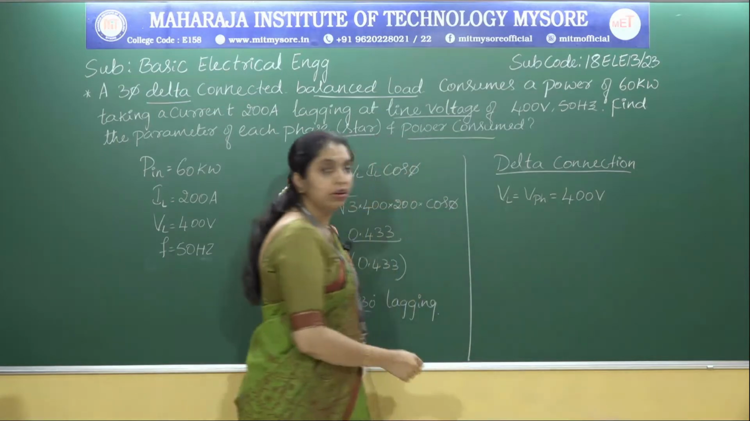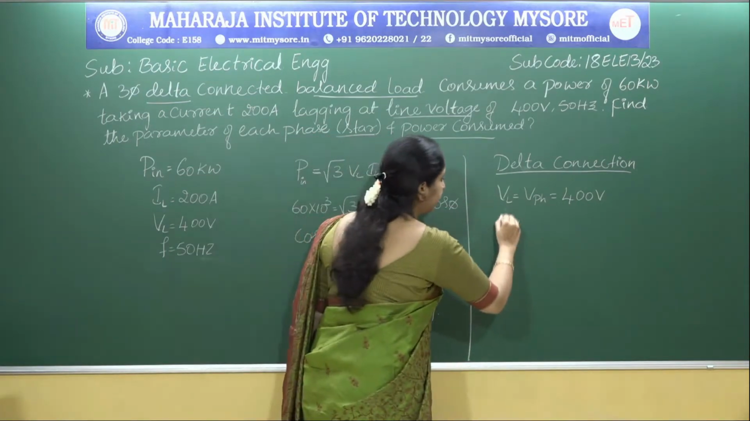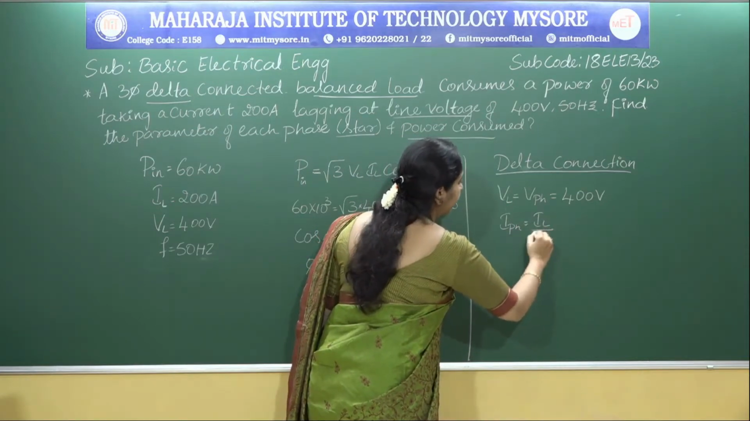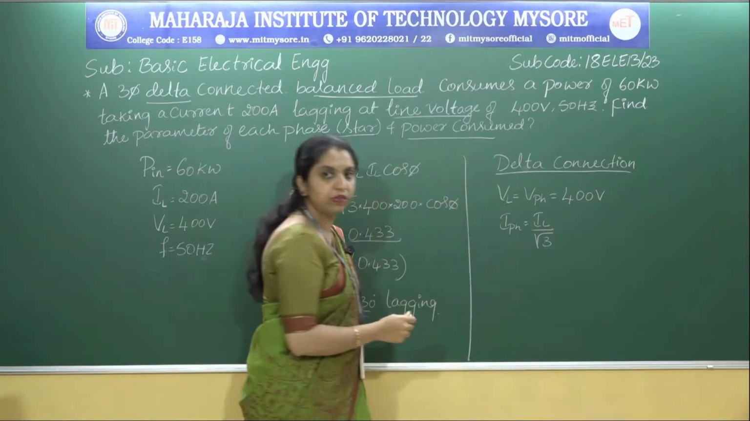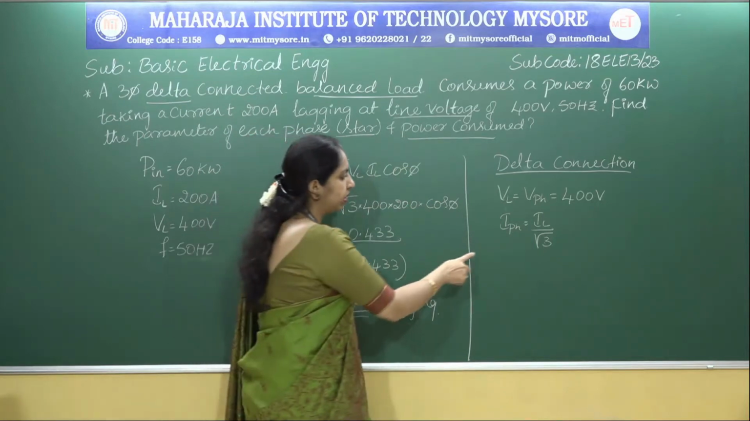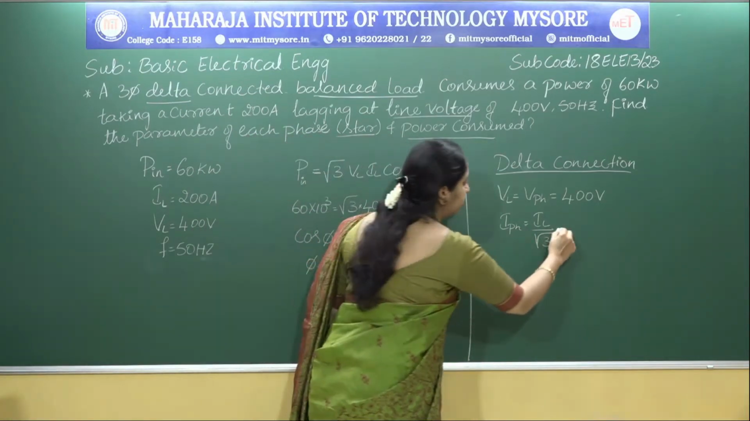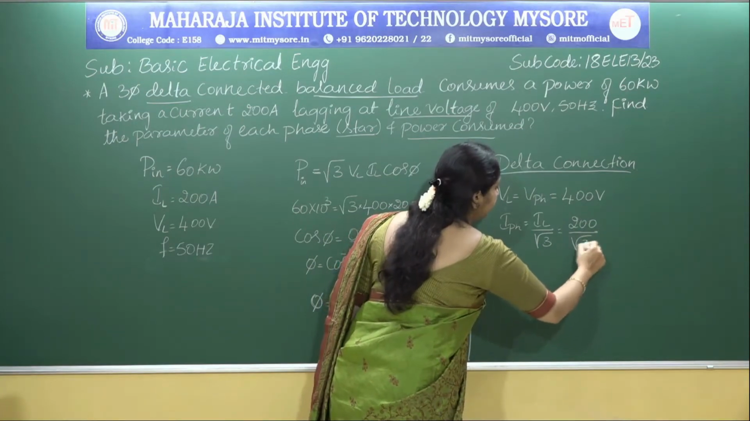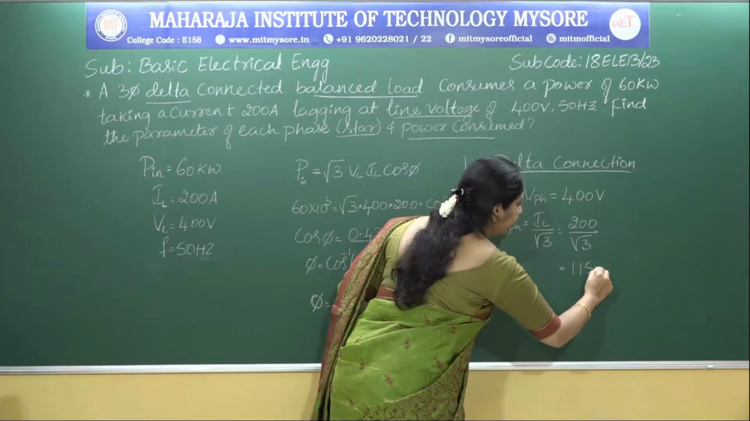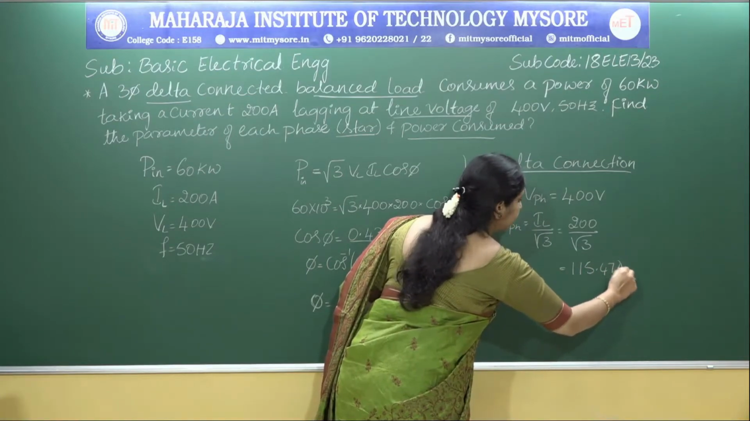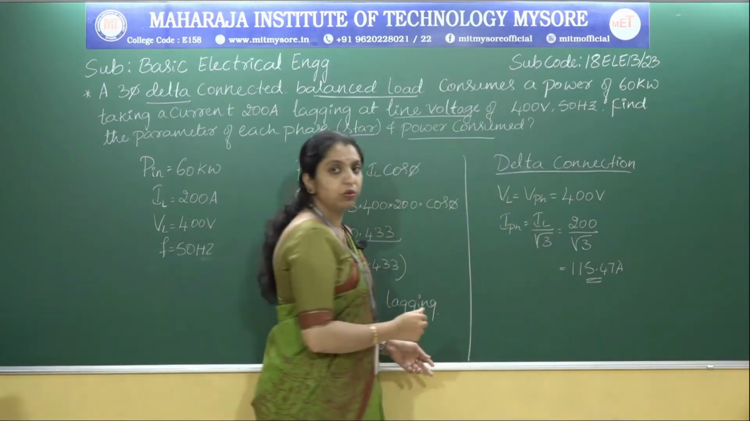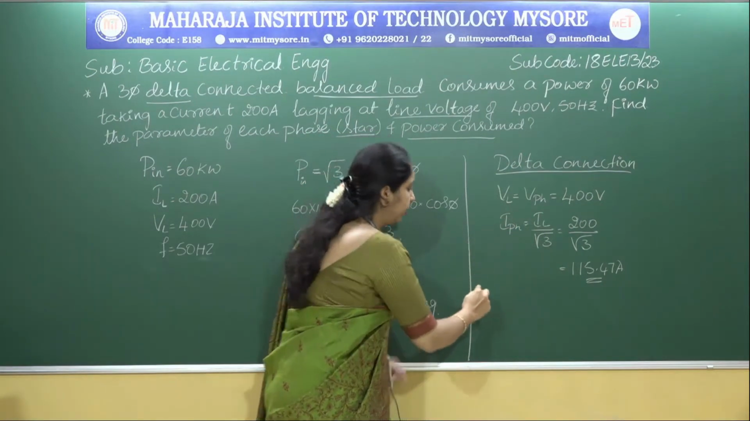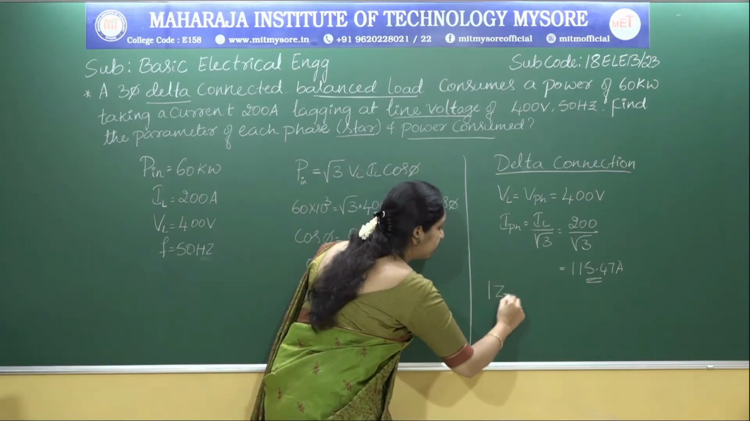And what is IPH? IPH is equal to IL by root 3. The same equation we have derived in delta connection. So IPH is equal to 200 divided by root 3, so the value is 115.47 amperes.